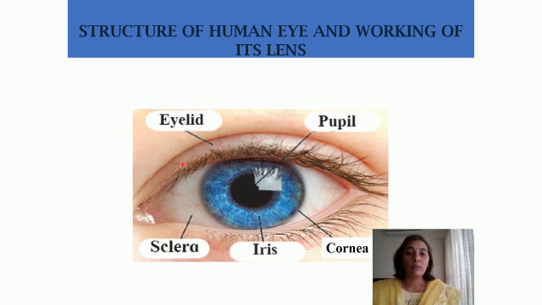So these are some important parts of the eyes. And now let us start with the various parts. We will see what the various parts are and what their functions are.